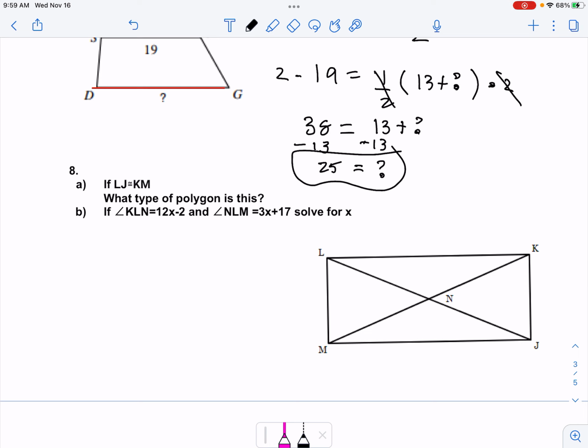Okay, so in this polygon, we know that LJ is congruent to KM. So we have this is congruent to this. Okay, so we know that those are congruent. And what they want us to do is tell us what type of polygon they are. Well, those are diagonals, so we know that it's a rectangle because the diagonals are congruent.